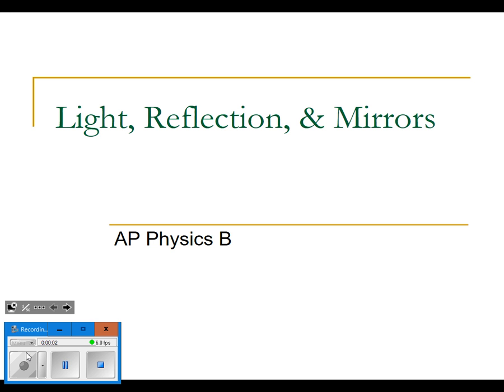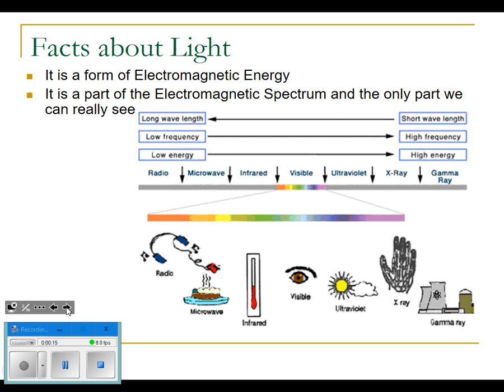All right, we're going to do some basics on light, reflection, and mirrors. And so this would be your electromagnetic spectrum and light basics. Facts about light. One, it is a form of energy. That energy is called electromagnetic energy.